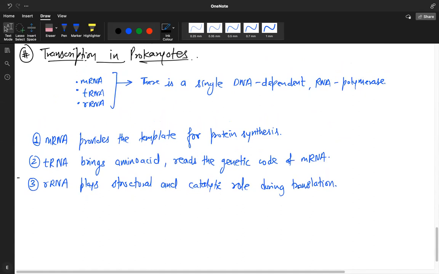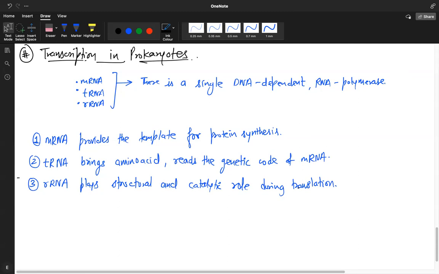They have one small part and one big part. Yes, they have a smaller subunit and a bigger subunit, right? And in your junior classes, you have also studied the S coefficient of those subunits, which you have forgotten. So please go back and revise. Both the subunits, bigger and smaller, are nothing but RNA and different types of proteins bound together.